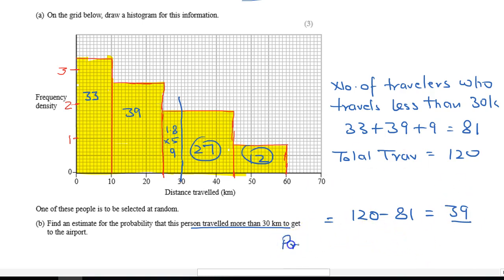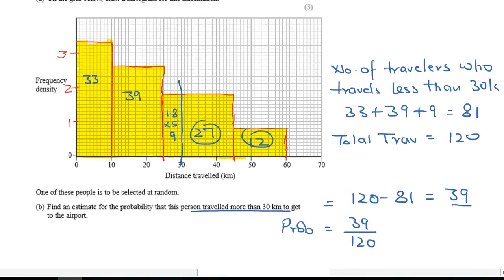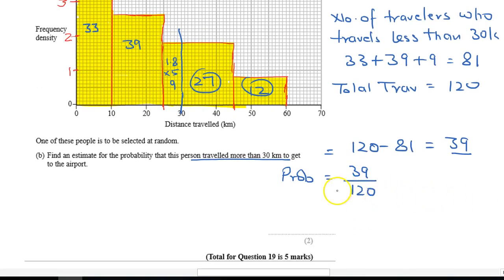So the probability will be 39 divided by the total number of travelers. That is 120, not 180. So that is 120. So the probability will be 0.325.